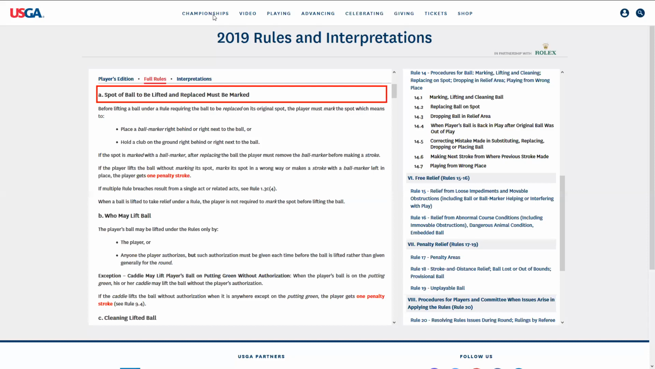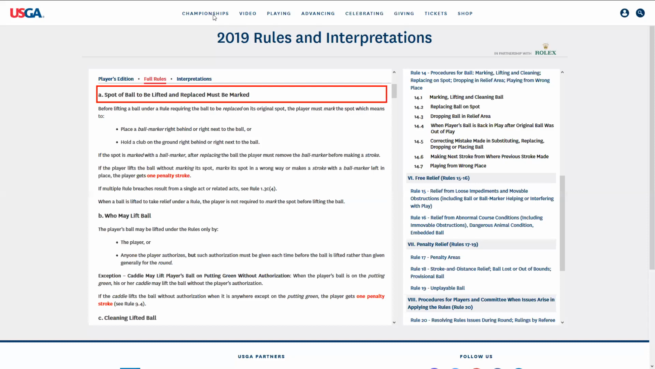When the ball is lifted to take relief from a rule, the player is not required to mark the spot before lifting the ball. So again, if the ball's on the cart path and you are going to take relief, you don't have to mark the spot of the ball. You just pick it up and take your relief.